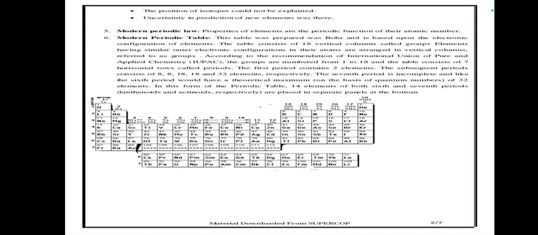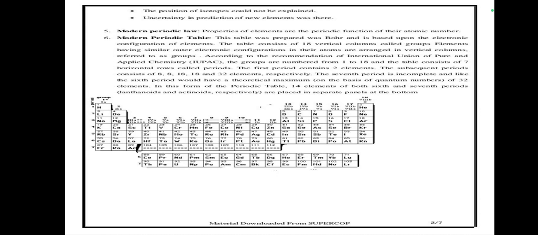Modern periodic law. Properties of elements are the periodic function of their atomic number. Modern periodic table. This table was prepared by Bohr and is based upon the electronic configuration of the elements.